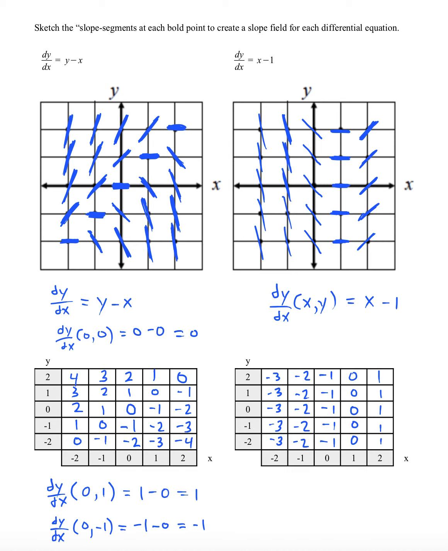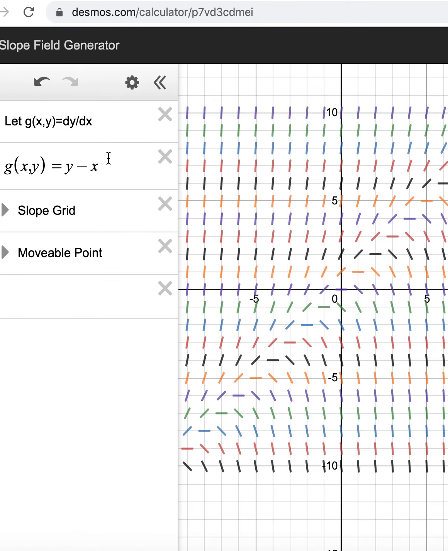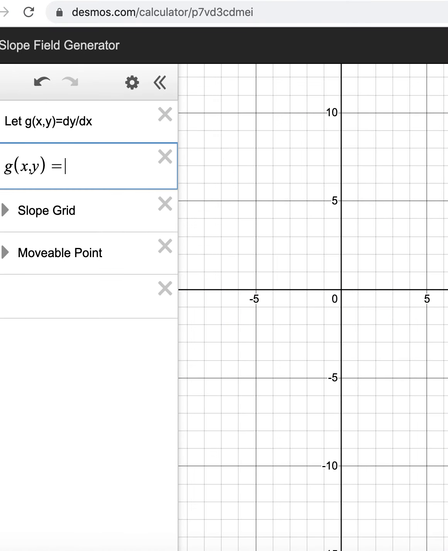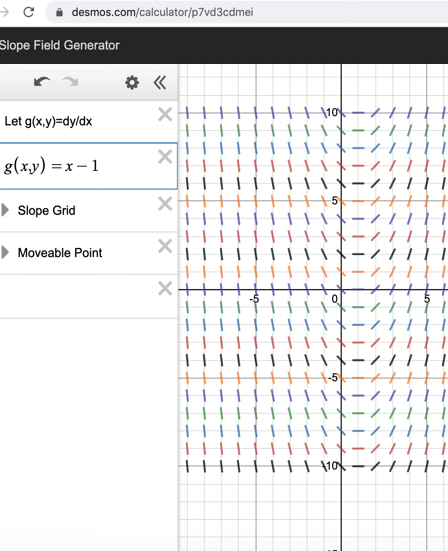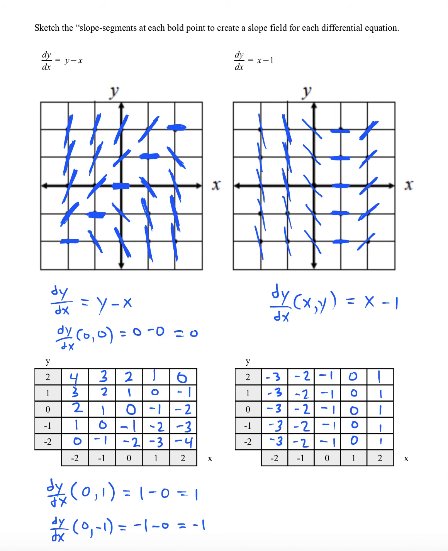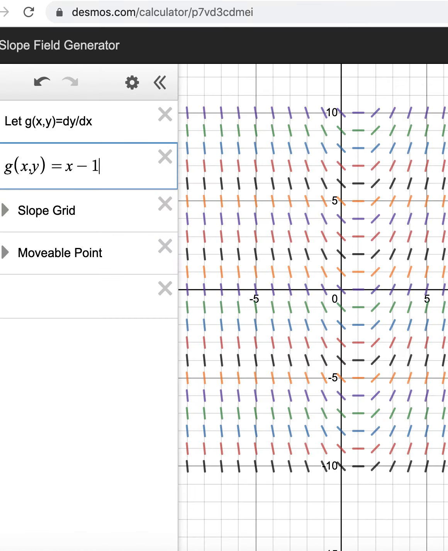Now let's use Desmos to confirm that. Change our formula to x minus 1. And yeah, it does look like what I had drawn by hand.